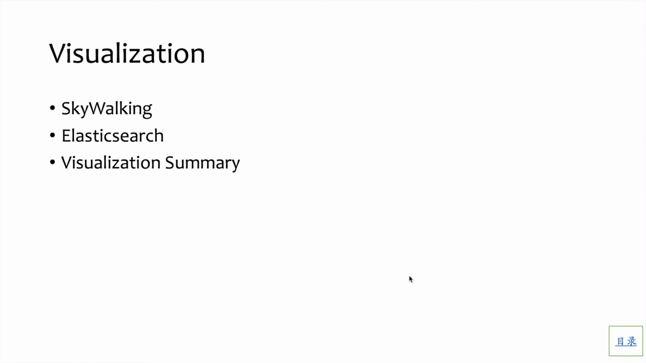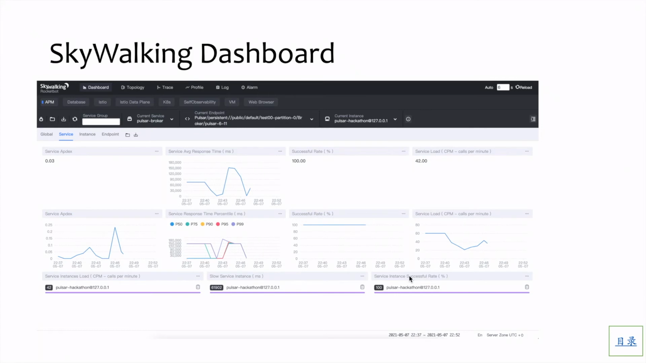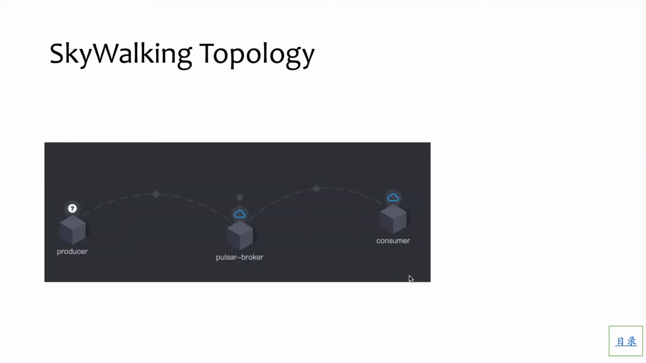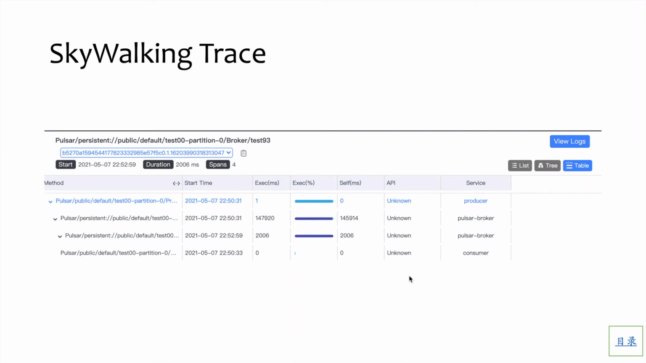Visualization of the results. We use SkyWalking and Elasticsearch, two systems, for display, and we summarize these two visualization systems. As shown below, in the SkyWalking dashboard, we can see a delay message display page. Then the SkyWalking topology map shows the data transfer process from the producer to Pulsar Broker, then to the consumer. The following figure is the message tracking page of SkyWalking sampling and tracking. We can query the time consumption of this message in the producer, in the Pulsar Broker, and in each stage from the Pulsar Broker to the consumer according to the trace ID.